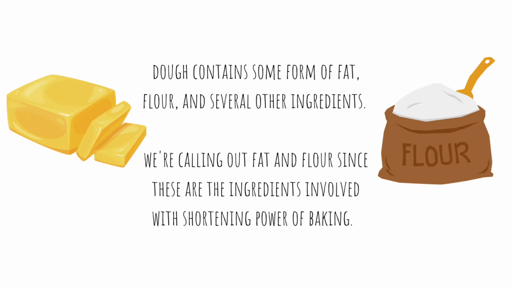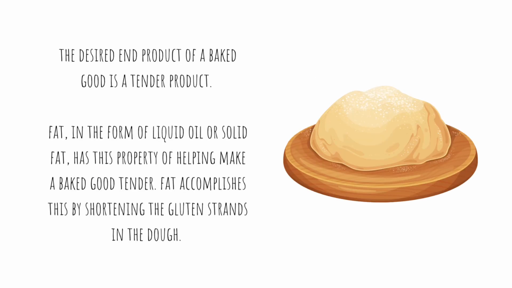Dough contains some sort of fat, flour, and several other ingredients. We're calling out fat and flour since these are the ingredients involved with shortening power of baking. The desired end product of a baked good is a tender product. Fat in the form of liquid oil or solid fat has this property of helping make a baked good tender. Fat accomplishes this by shortening the gluten strands in the dough.